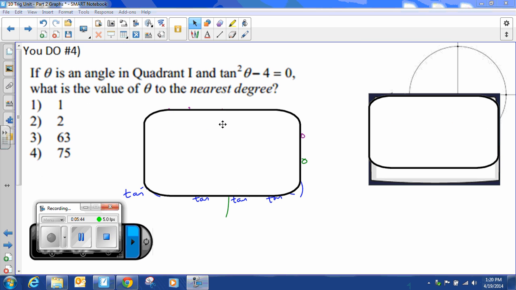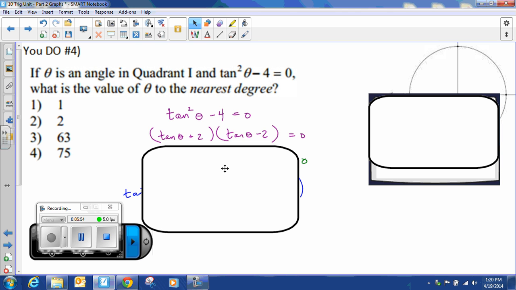Okay, here we have tangent squared theta minus 4 equals 0. What is the value of theta to the nearest degree? They tell us we're in quadrant 1. So as you can see, we solved this by using a difference of squares, or you could have just added 4 to both sides and taken the square root of both sides, sort of like what we did with this example here.